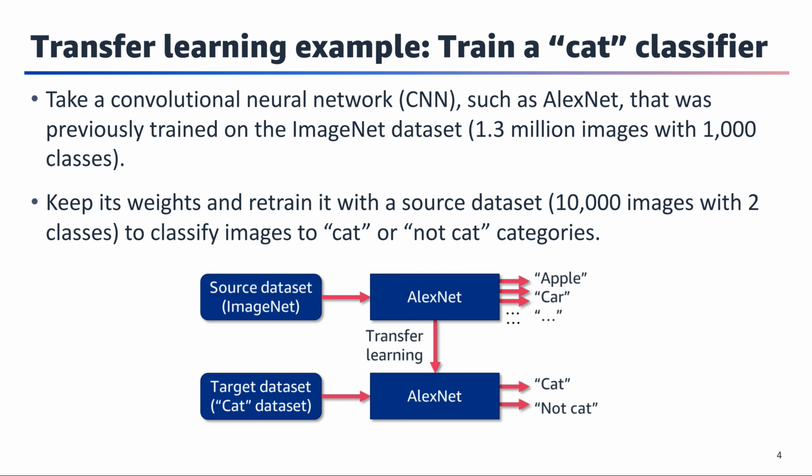Here is an example of transfer learning, where a pre-trained convolutional neural network model, such as AlexNet, is used to train a cat classifier. The process involves taking a CNN model that was previously trained on the ImageNet dataset, which consists of 1.3 million images across 1,000 classes. The weights of this pre-trained model are kept, and it is then retrained on a smaller cat dataset containing 10,000 images with only two classes, cat and not cat. This allows the model to leverage the knowledge it has already learned from the larger ImageNet dataset and apply it to the more specific task of classifying images as either containing a cat or not.